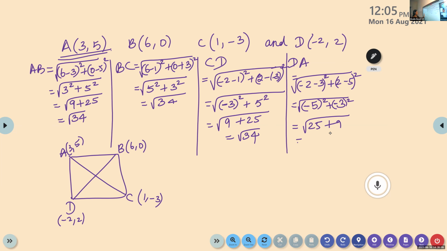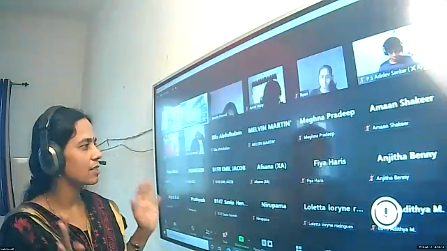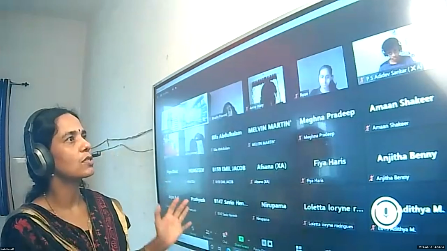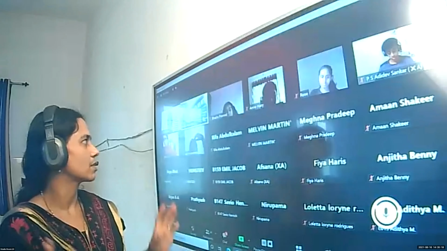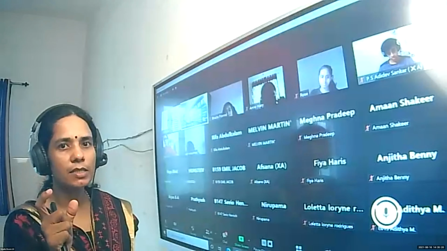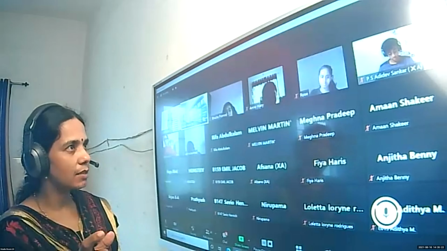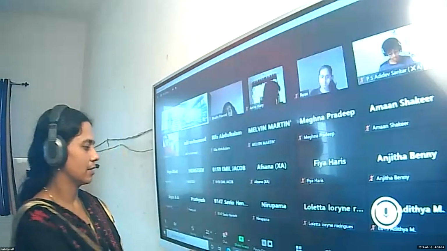So now all the 4 sides are equal. Now if it is equal, you find the diagonal. If the 4 sides are equal, you can say it is a rhombus, isn't it? All the 4 sides are equal. Therefore, it is a rhombus. Now you have to look whether it is a square. For that, you find the length of the diagonals.